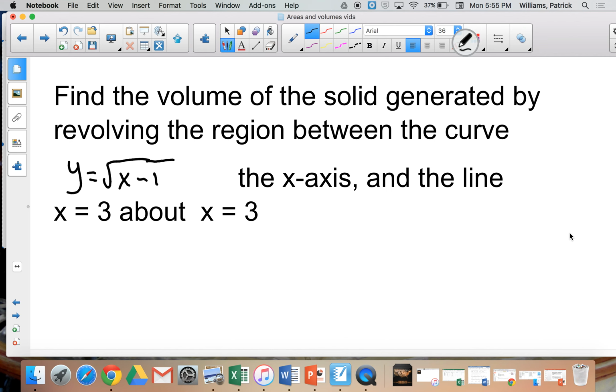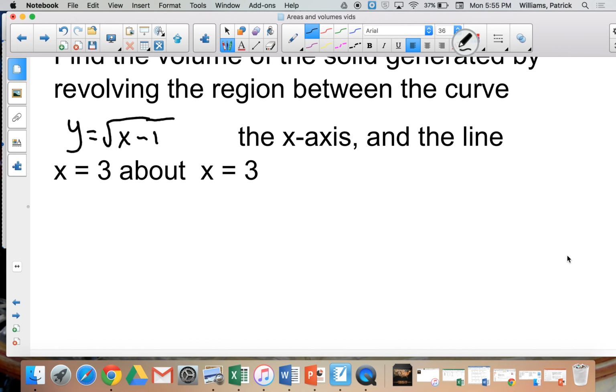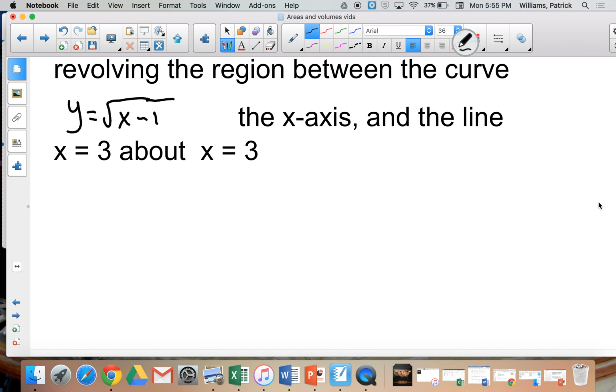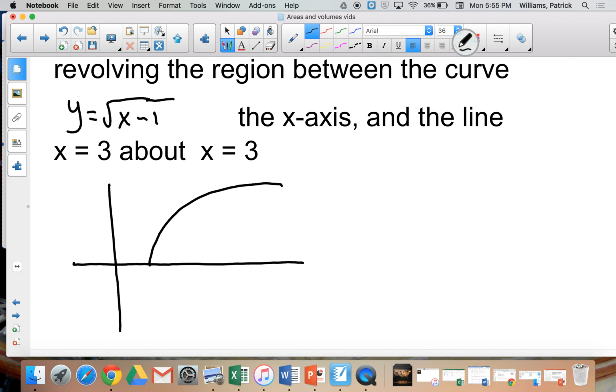Okay, so if you tried this one, let me scroll down a little bit. So we want to look at the graph y equals square root of x minus 1. Okay, so if we draw that, that will look like this. This is y equals square root of x minus 1. And then we have the line x equals 3 right here. This value would be 1. And I'm sorry, we're bounded by the x-axis.